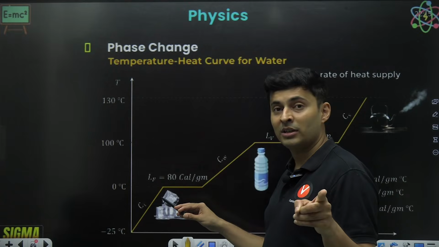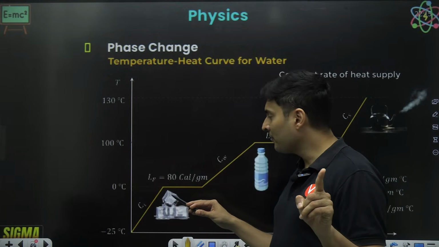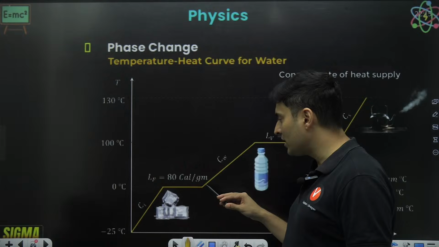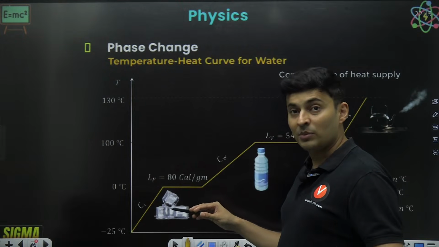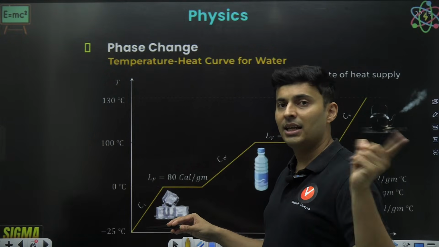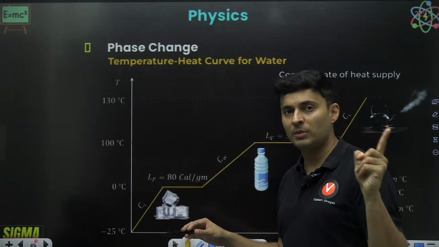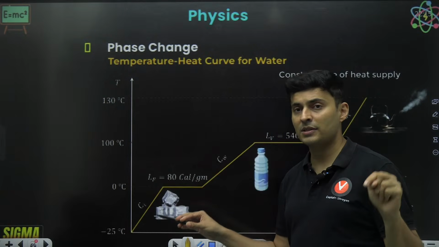0 is the melting point. So for some time, you can see the temperature is not changing. Why is it not changing? Because it has to melt completely. Until that time, temperature won't change. It's an isothermal process, any phase change process.